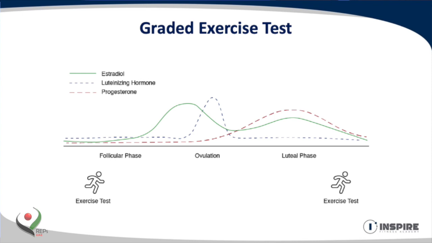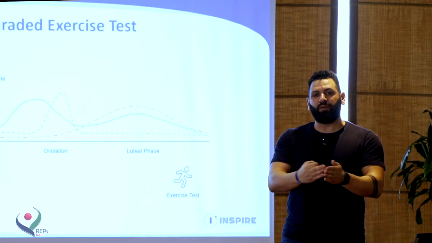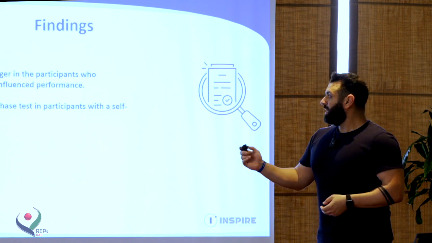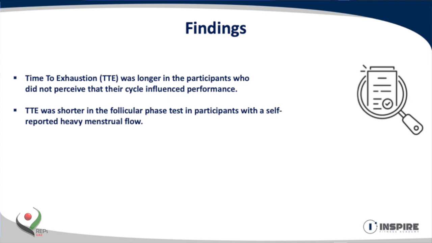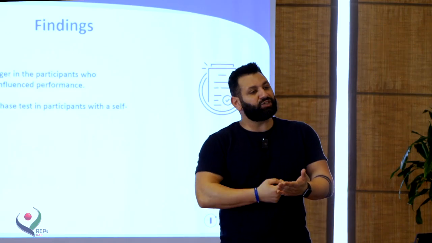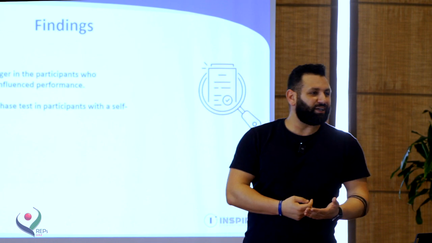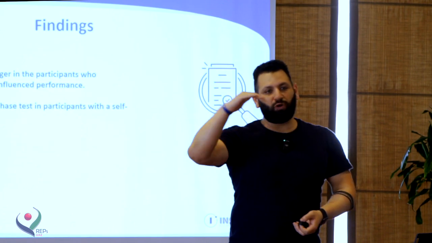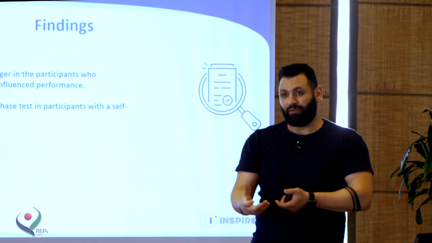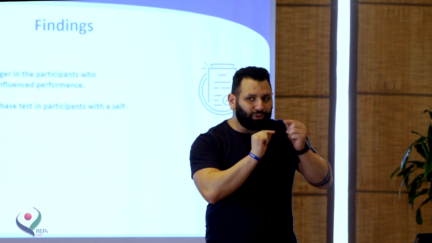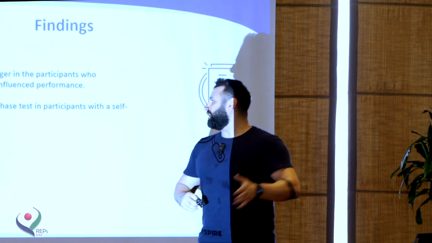For the graded exercise test, no difference. Same performance. Same time to exhaustion. So, time to exhaustion, there were two differences. Time to exhaustion was longer in participants who did not perceive that their cycle influenced their performance. Whoever answered on the survey, I don't think my cycle affects my performance, their performance was the same and even better than the control group. So that's a psychological factor. This specifically showed a psychological factor. Might be psychological, it might be physiological.